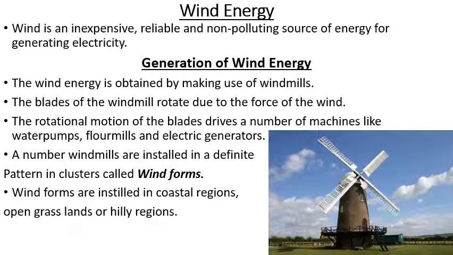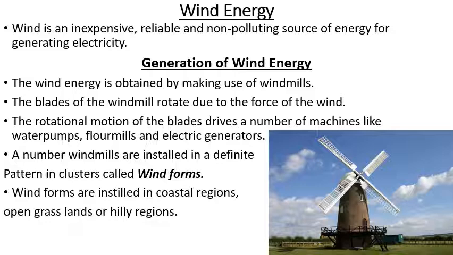The blades of the windmill rotate due to the force of the wind. So the blades which are fixed to the windmills rotate due to the force of the wind. They are fixed where the wind blows very fast. For example, if you see Rajasthan and Gujarat, in these areas windmills are more because here winds blow very fast, so due to that force those blades move faster.